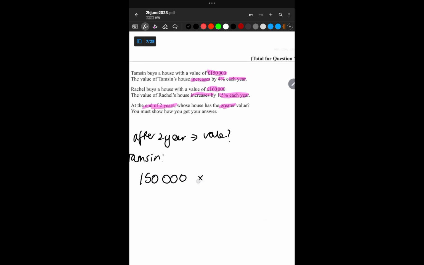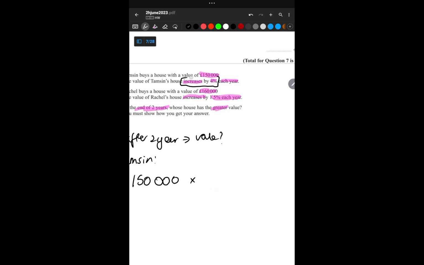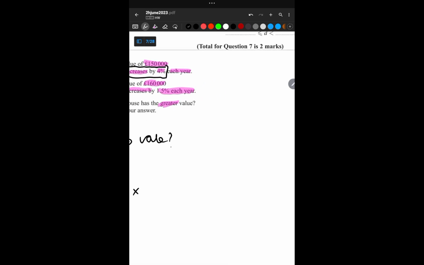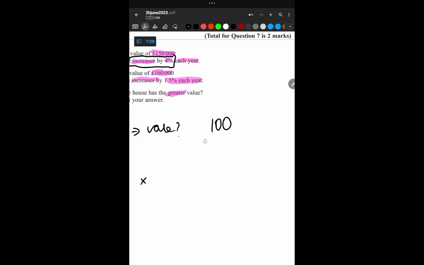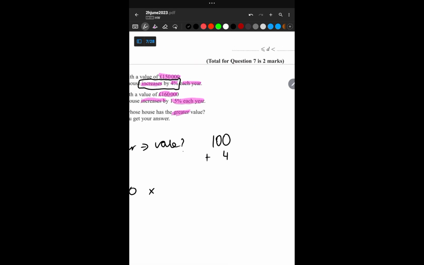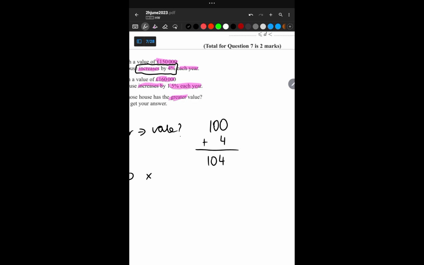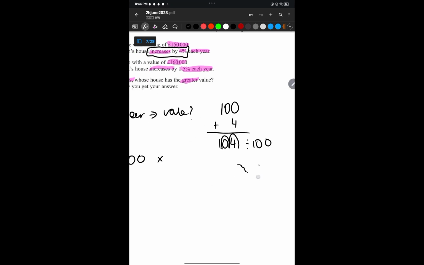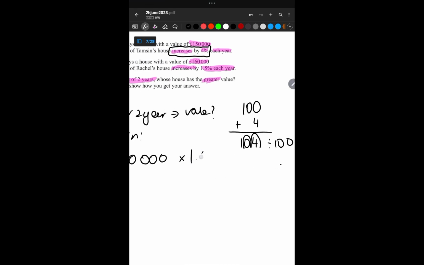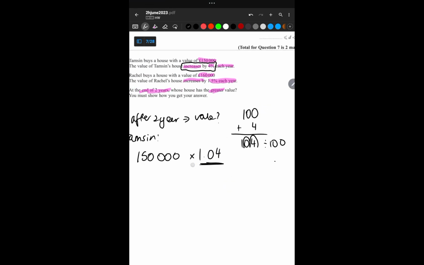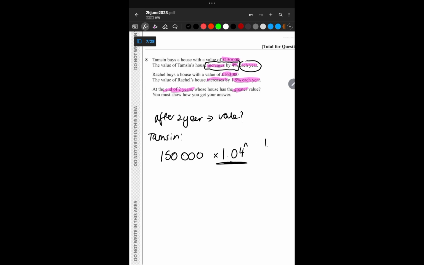And each year, if it increases by 4% each year, we do 100% plus 4, because we're adding 4%, 104, and we divide that by 100. And you get 1.04 as your multiplier. And because it's each year, n is just the amount of years. That's your formula to do this question.